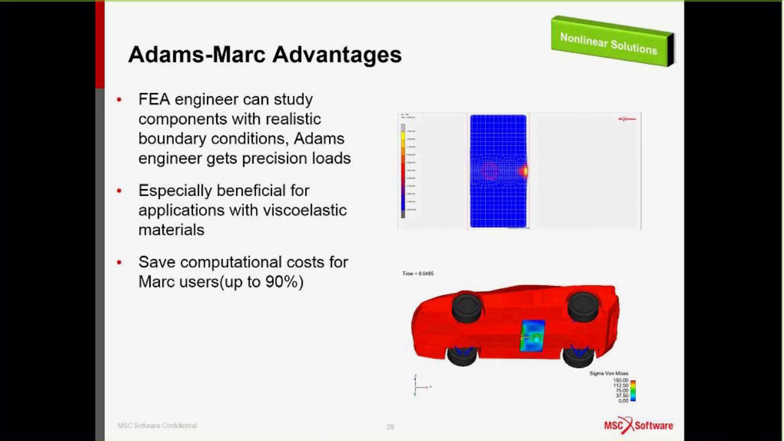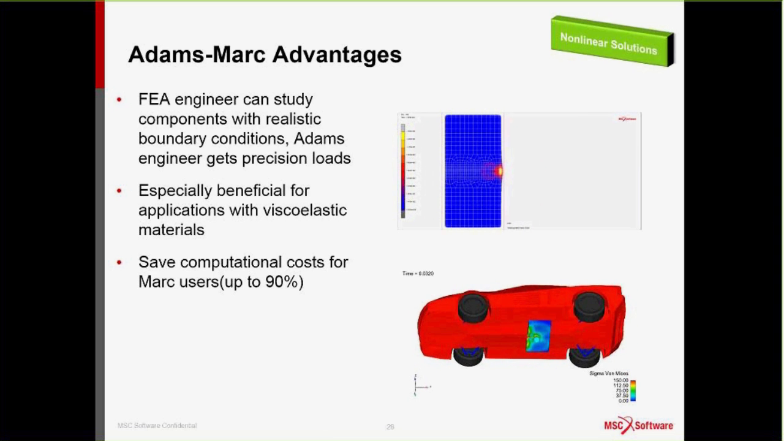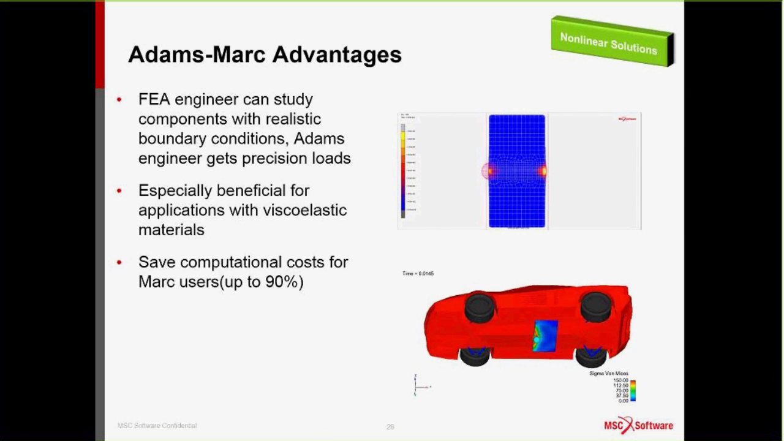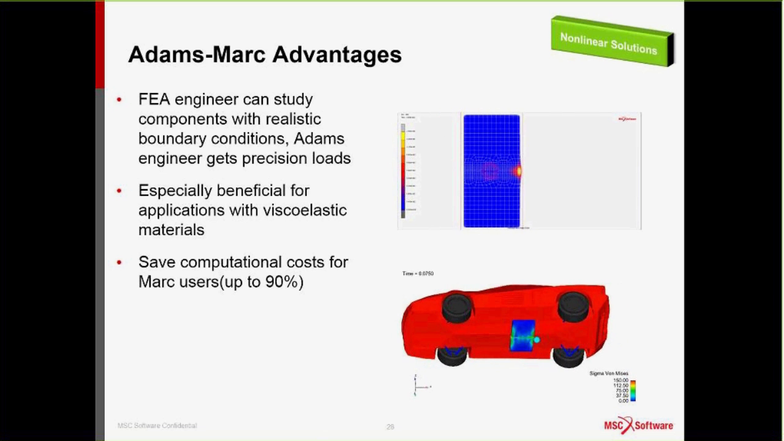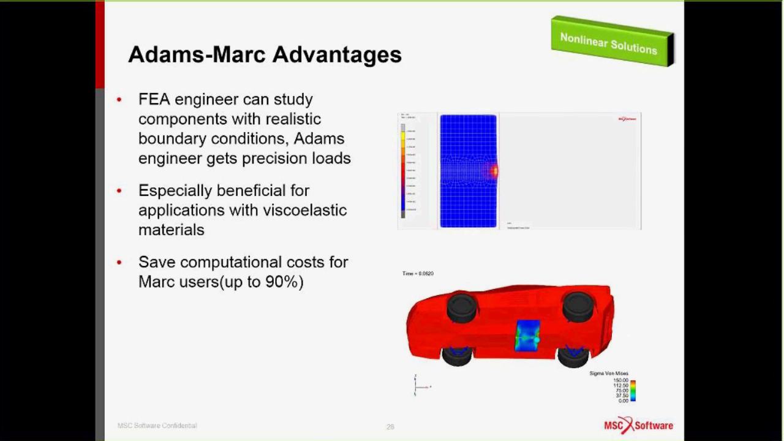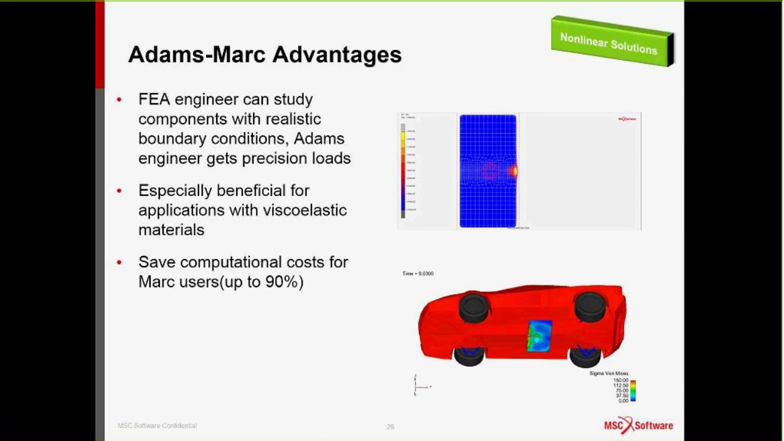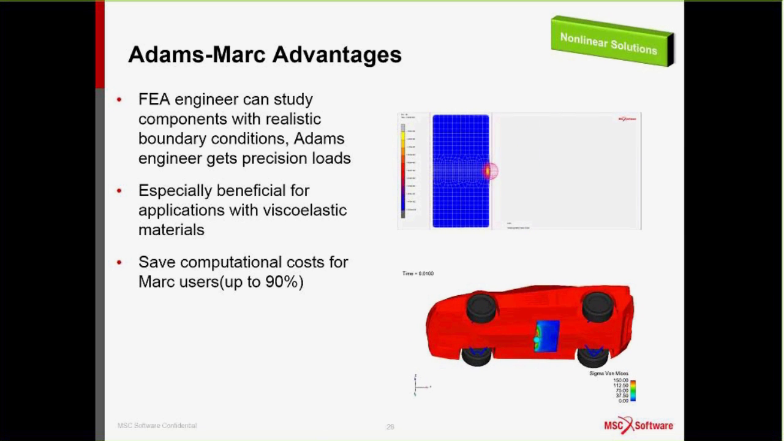So the advantages of that, really, if you're a MARC user, then you realize that modeling a full system in MARC becomes very computationally expensive, and then you don't often have the appropriate boundary conditions. This helps you overcome that by coupling the two technologies, modeling only what you really need in MARC in that particular format, and using Adams to construct the rest of the model and drive the co-simulation, giving you appropriate boundary conditions and still getting you that high fidelity at the component level.